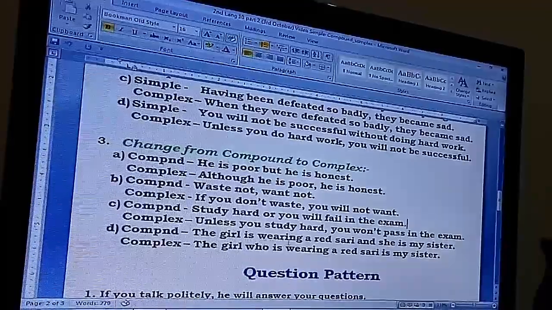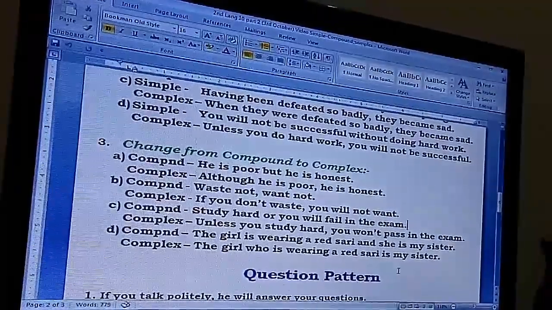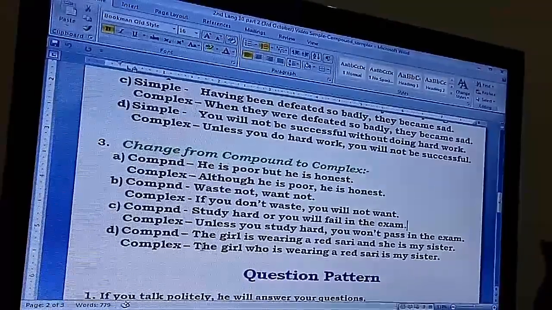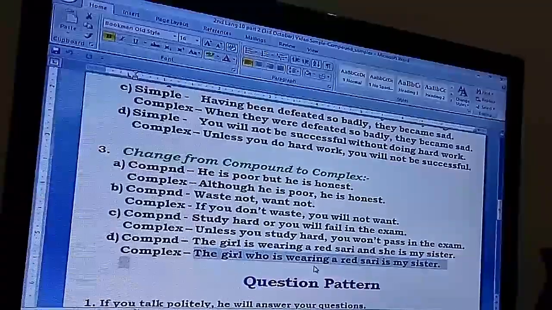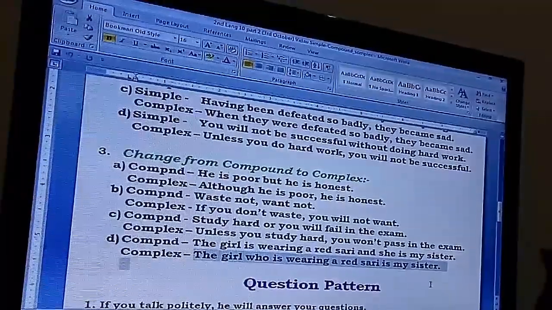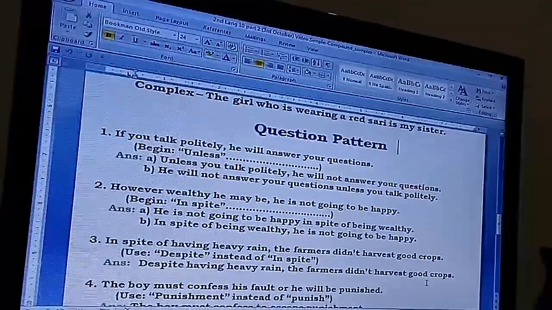The girl is wearing a red sari and she is my sister. Complex: The girl who is wearing a red sari is my sister. Now, dear children, here comes your magic.